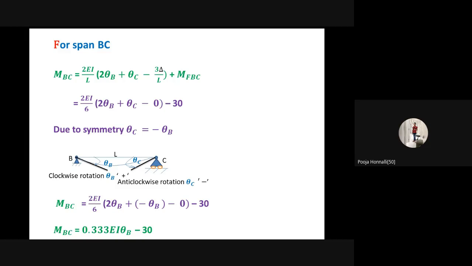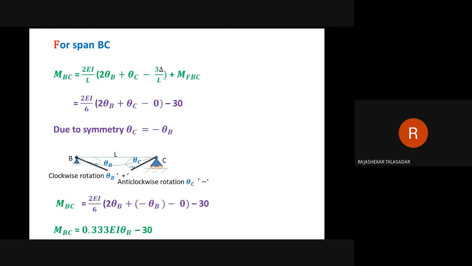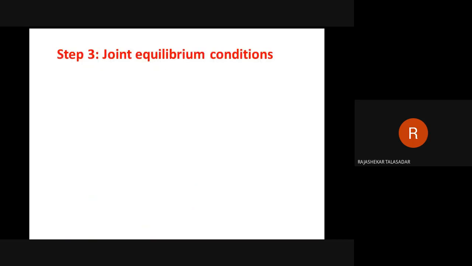Yes, sir. Okay. Once you make use of this symmetry, now you have got only one unknown. Even in MBC also there is one unknown; though there was theta C, I have converted theta C in terms of theta B. MBA is also having theta B as the unknown. MBC is also now having theta B as the unknown. Now let us solve for theta B using the joint equilibrium condition. Now for joint B, what is the joint equilibrium condition?